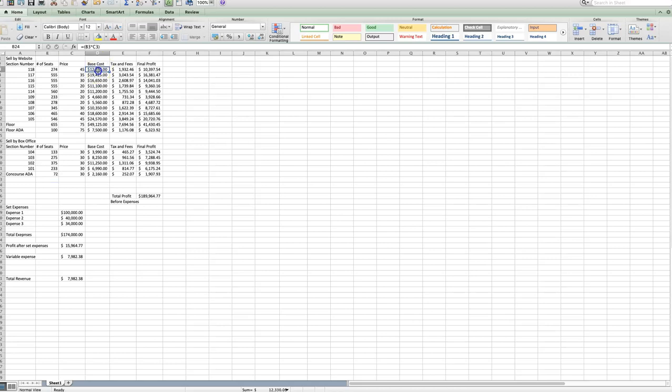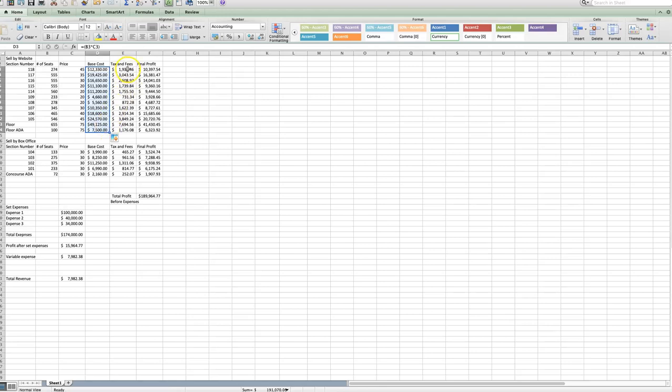So in order to do this, all you're going to do is take and do this equation. You're going to do equals, parentheses, B3 times C3, end of parentheses, and then hit enter, okay? In order to get all of these, you do not have to go in and type individually equations. Grab a hold of this box and just pull it down and the numbers will appear.